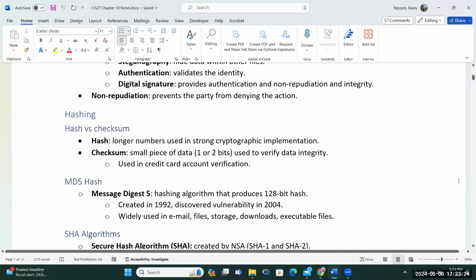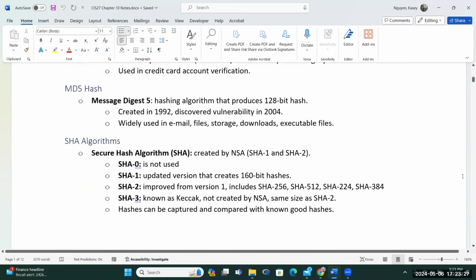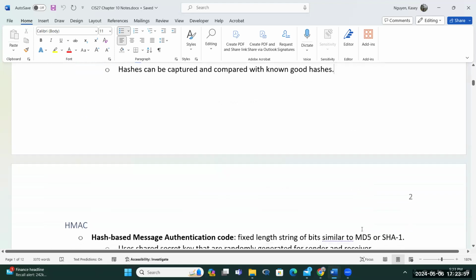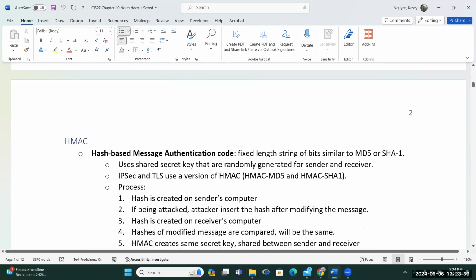Okay, so we talked about checksum and hash, how they're different. MD5 hash, these are the SHA. Remember, the 0 is not used, 1 and 2, and then version 3 is not made by NSA, right? It is similar to SHA-2, but it's made by a different organization. And same thing with all the other hash algorithms, we want to compare for good hash, okay? You can use things like hash ID. I think we've seen that before.